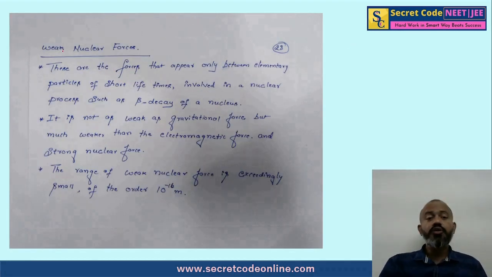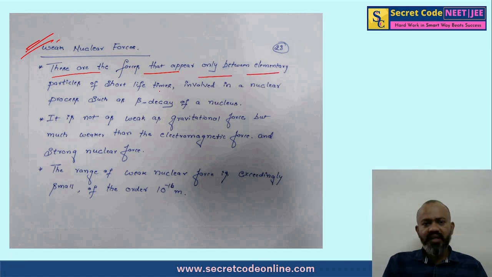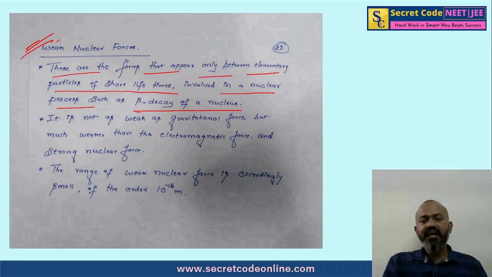The next, fourth one, weak nuclear force. Weak nuclear forces are the forces that appear only between elementary particles of short lifetime, which are involved in a nuclear process such as beta decay of nucleus. I will repeat it again. These are the forces that appear only between elementary particles of short lifetimes, which are involved in nuclear processes like beta decay of nucleus. You may ask, sir, what is this beta decay?